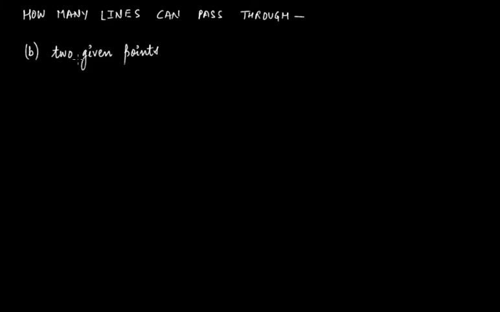And the next question is two given points. So let's say that you have 2 points, this point P and this is Q. The question is how many lines can you draw passing through these 2 points. The line should pass through both these 2 points. The answer is you can draw only one line. There is only one line that is possible, and that's this one, right?